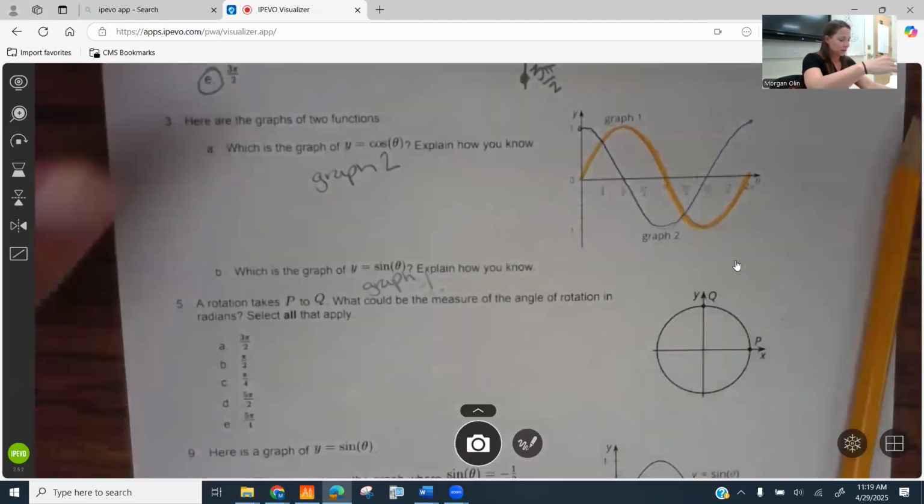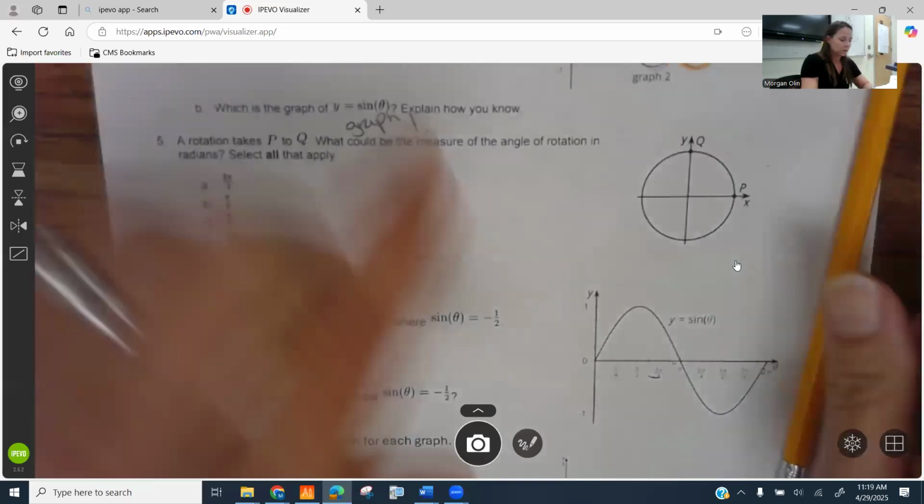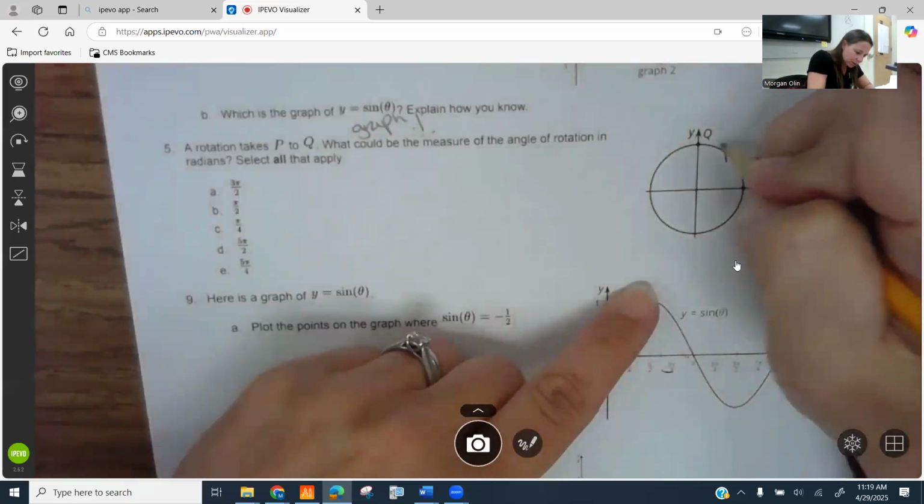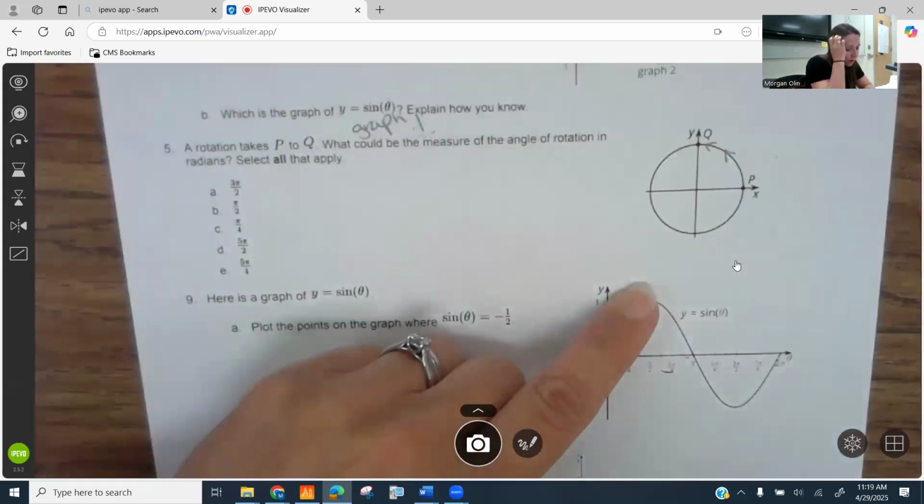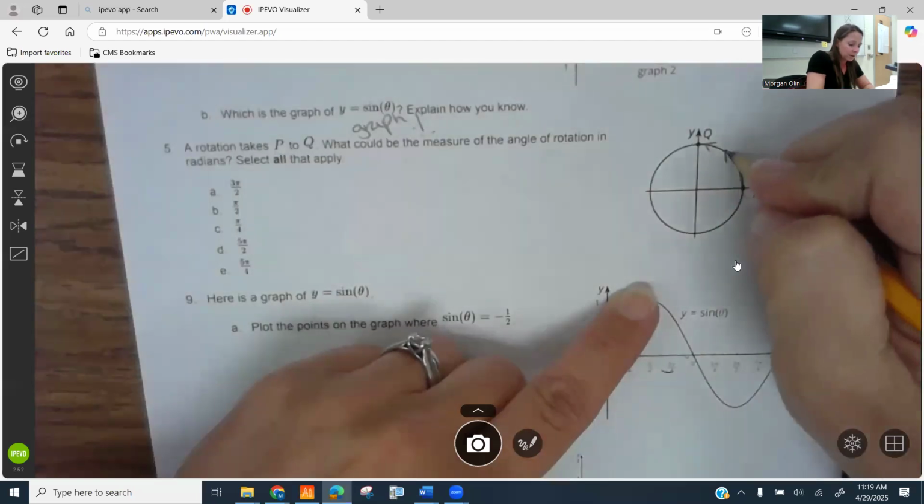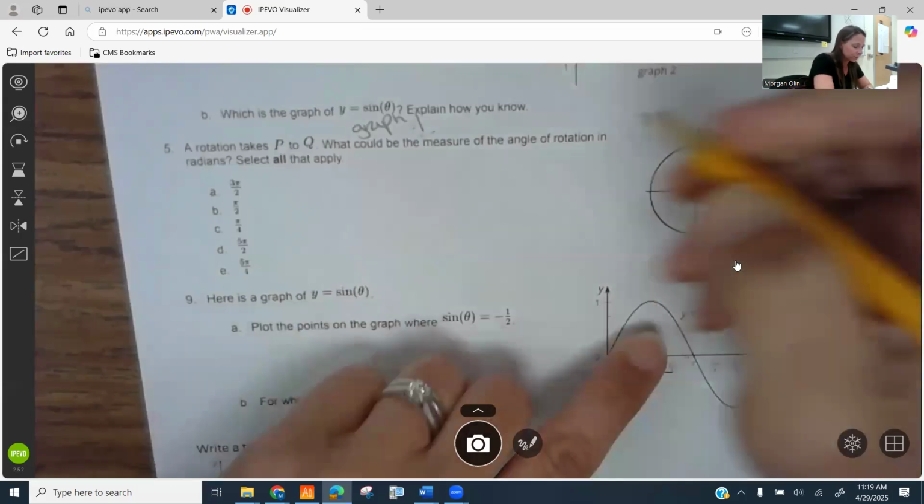All right. Number 5. A rotation takes P to Q. So I'm going in this direction right here. P to Q. What could be the measure of the angle of rotation in radians? All right, so it takes P to Q. So if I go this direction, that's just pi over 2.